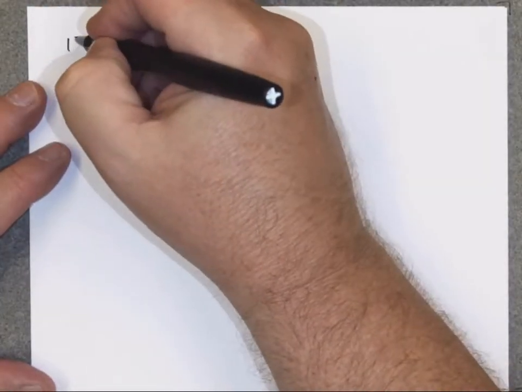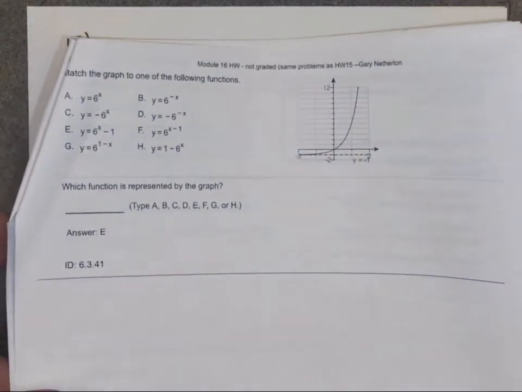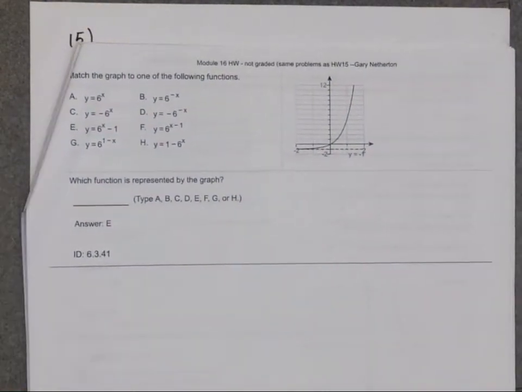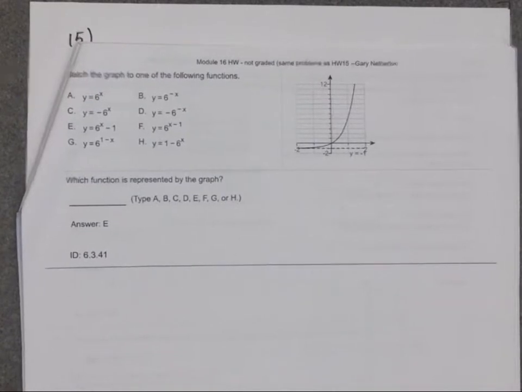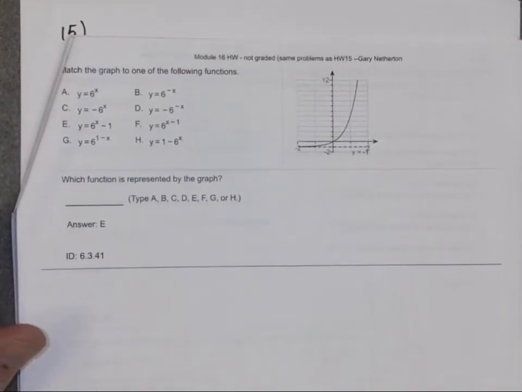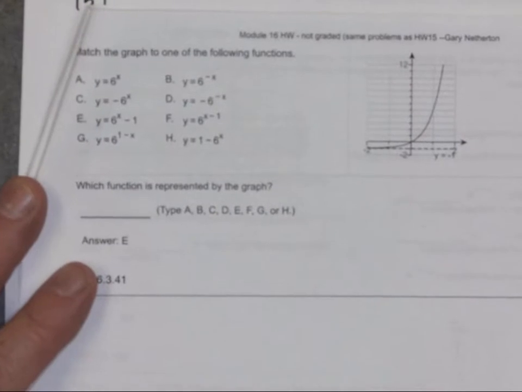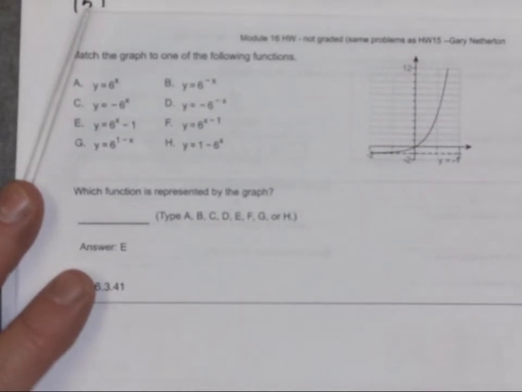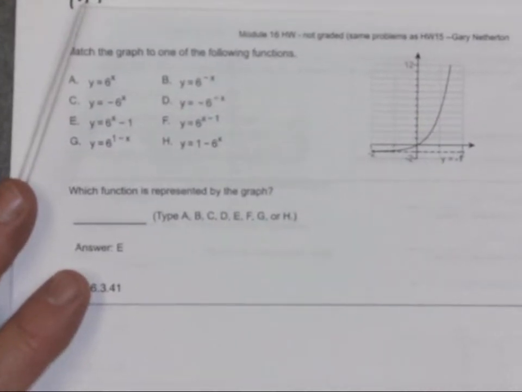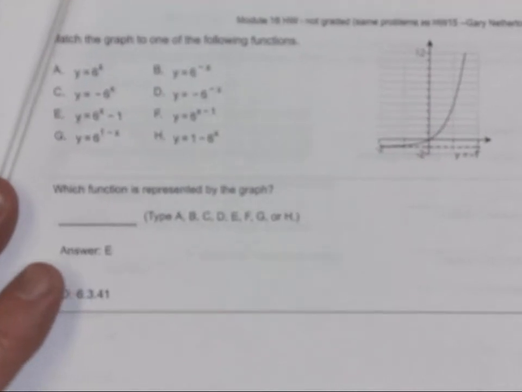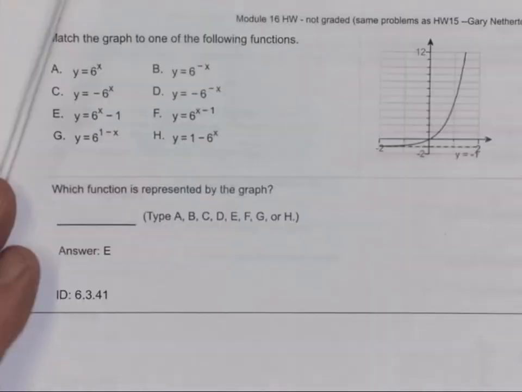Now 15 is another graph. And here's how I do these graphs. I try and use common sense. I'm going to try and make this larger so we can see it. Because what we have here, they say match the graph to one of the following equations. See if I can focus this. Make it a little lighter.